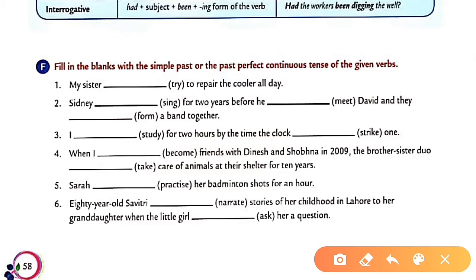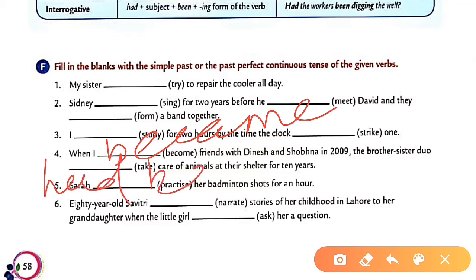Number four. When I became friends with Dinesh and Shobhana in 2019, simple past tense, became. The brother sister duo take care of animals at their shelter for 10 years, and it is had been taking. Okay, had been taking.